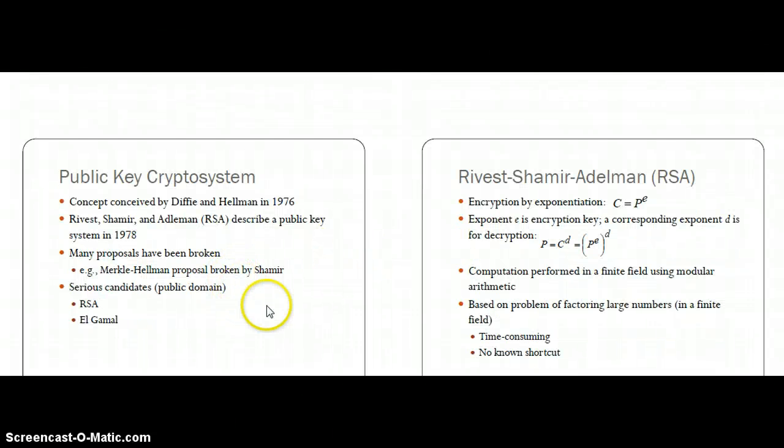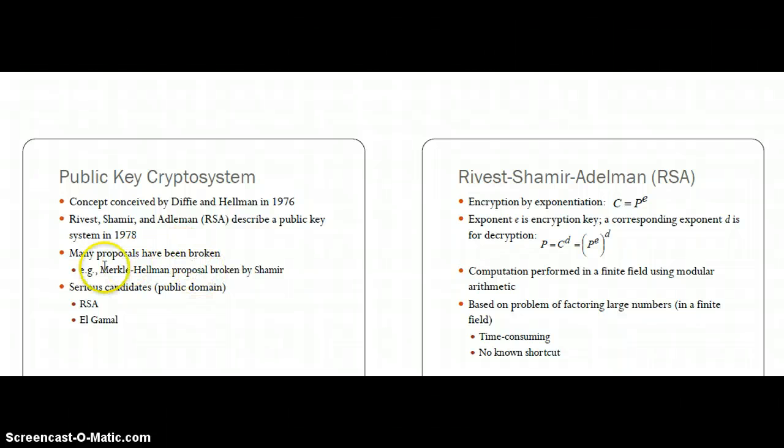Let's go here. The concept of the public key came from Diffie-Hellman in 1976, and Rivest, Shamir and Adleman described the public key system in 1978.